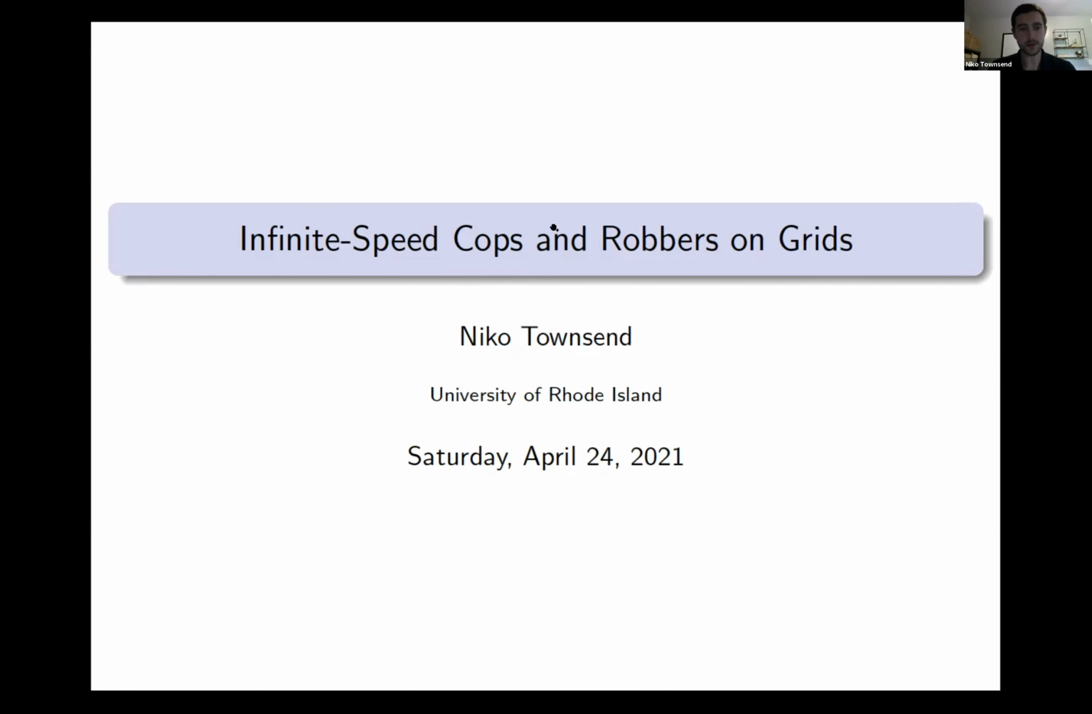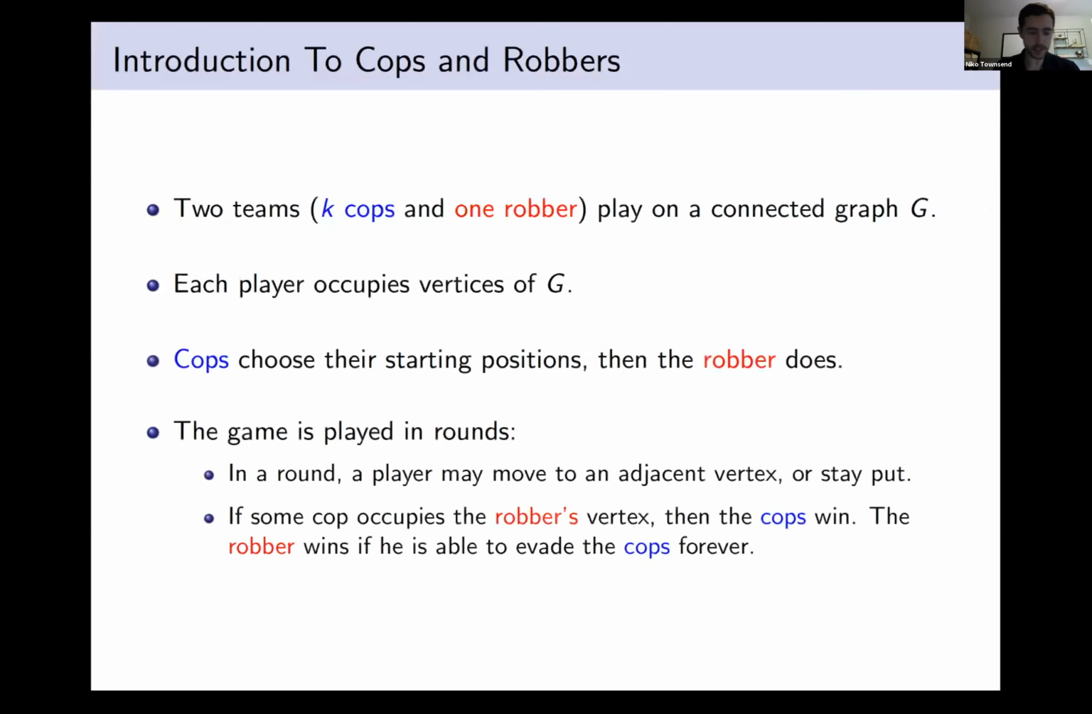So today we're going to be talking about the game of cops and robbers on graphs, and specifically the variant where the robber has infinite speed. Let's take a little introduction on what the game of cops and robbers is. Some number of cops are going to play against one robber on a graph G. Each cop and the robber are going to occupy the vertices of G. The cops are going to choose their starting positions first, and then the robber does.